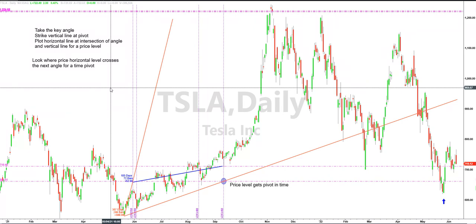Then there's a secondary technique. If you look at the horizontal price level that was created, look where it crosses the next angle for a time pivot.